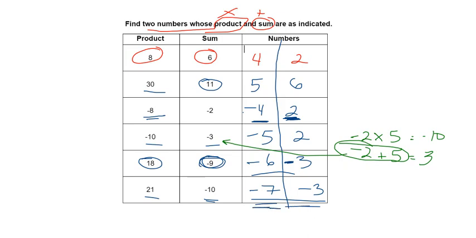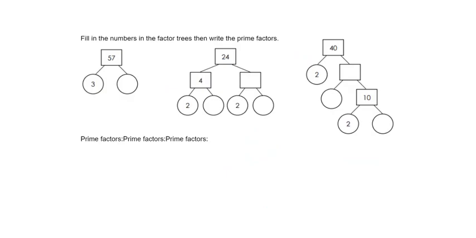And the last section of that one page that you have, it says, fill in these factor trees, always fun, and then write the prime factors. So what is a prime factor? First of all, what's a factor? Factors are any numbers that you multiply together to get a product. There's that fancy pants word again. So that's the answer to a multiplication question, right? So two numbers that you multiply together.